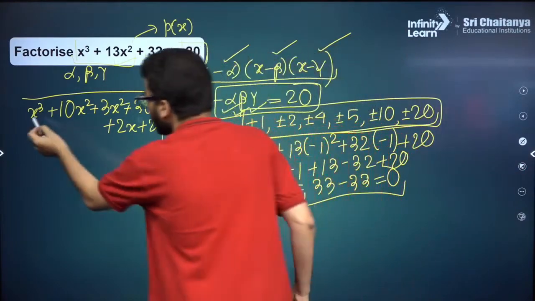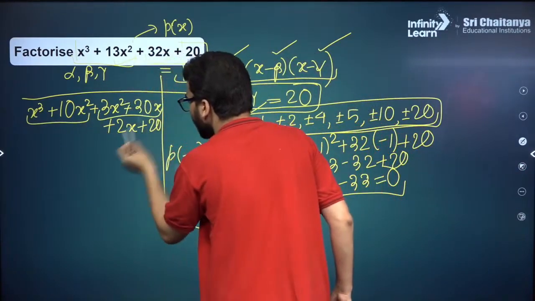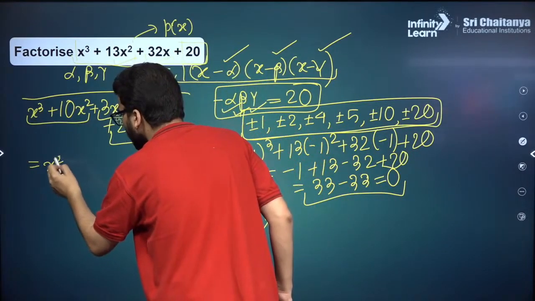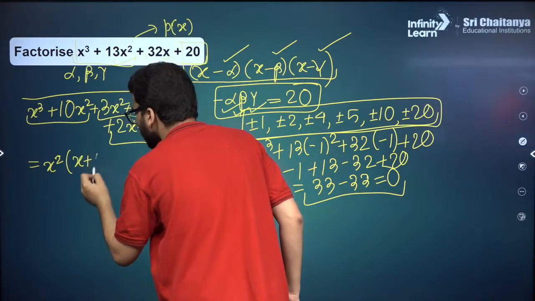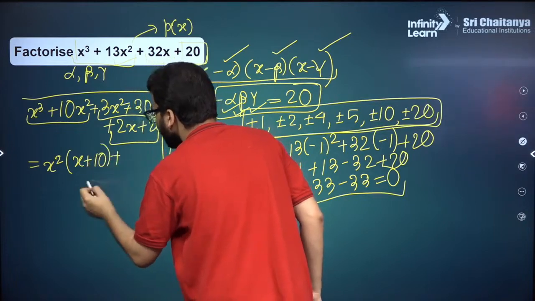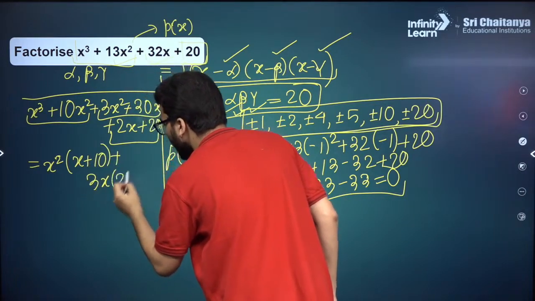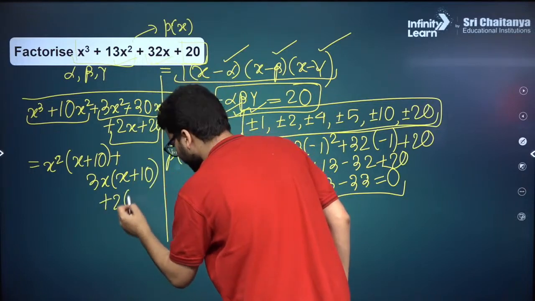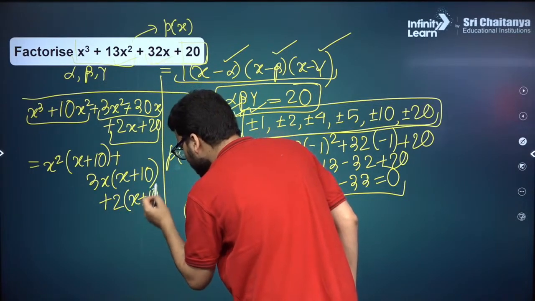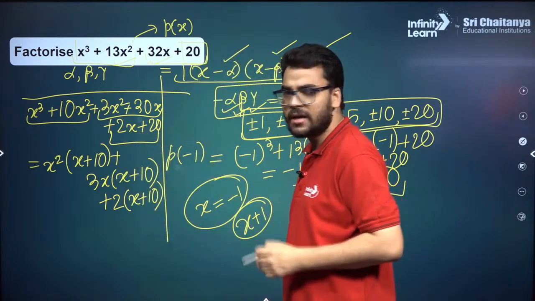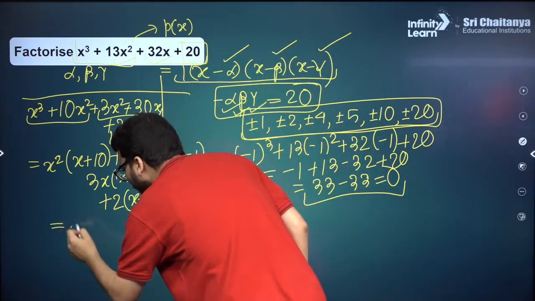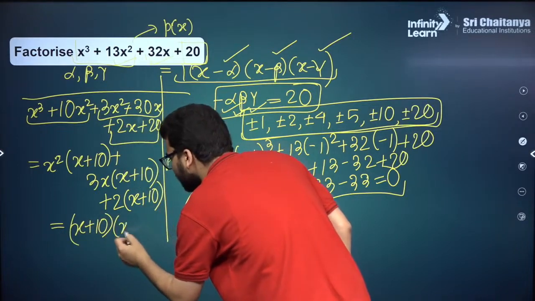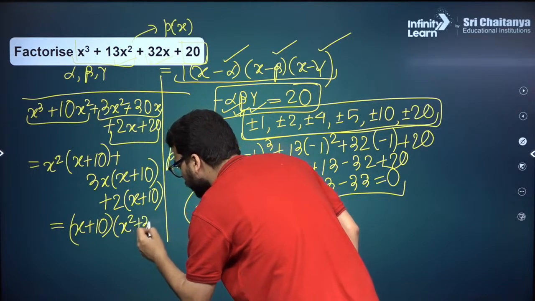Please understand that. So you see, this is the first group, this is the second group, this is the third group. Out of the first group, I can take x square as common, so I'll be getting x plus 10 over here. Out of the second group, I'll take 3x as common, so I'll be getting x plus 10 over here. Out of the third group, I will take 2 as common, so I'll be getting x plus 10 over here. You got that logic? So out of the whole expression, I can take x plus 10 as common, and we will be left with x square plus 3x plus 2.